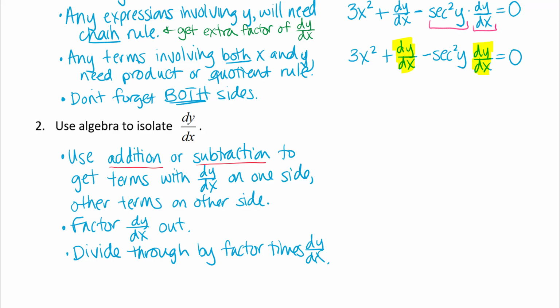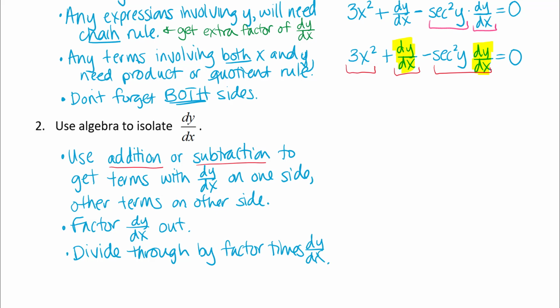Okay, so let's go look at the example that we've been working on up above. I've highlighted the two dy/dx's here. The other thing that's important is that you pay attention to terms. Remember that terms in an equation are separated by addition and subtraction signs. So I really have three terms on the left side of this equation. 3x squared is a term, dy/dx is a term, and then minus secant squared y dy/dx is another term. I just have one term on the right side of the equation, that's 0.